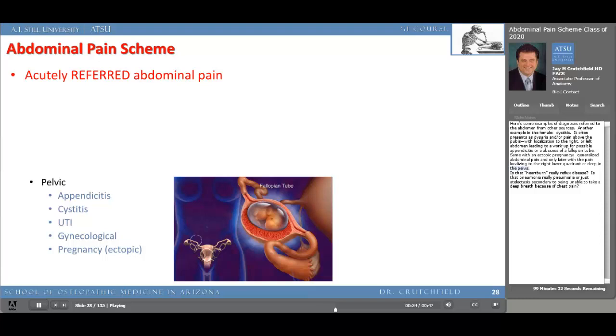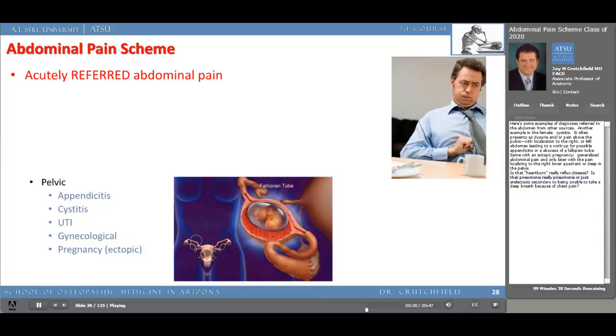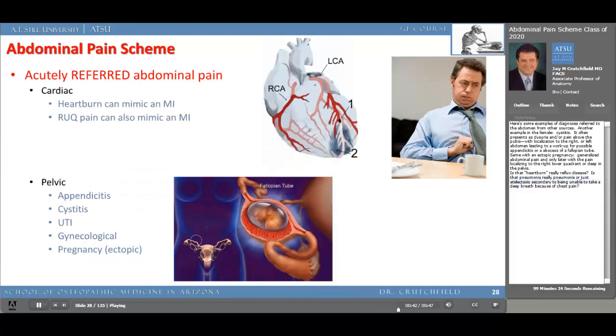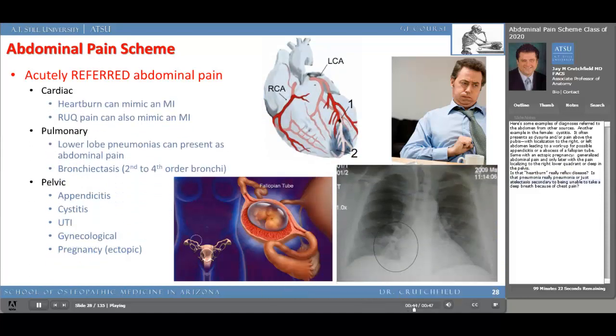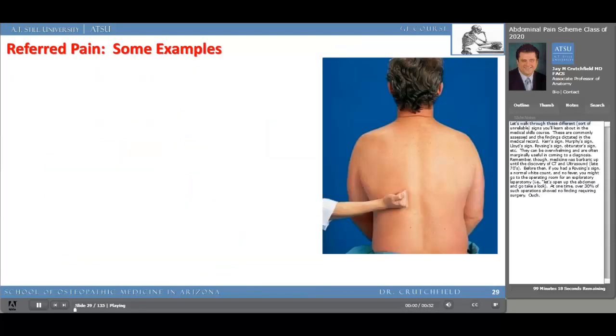Let's walk through these different unreliable signs you'll learn about in a medical skills course. These are commonly assessed and the findings dictated in the medical record: Kerr sign, Murphy sign, Lloyd sign, Rovsing sign, obturator sign, etc. They can be overwhelming and are often only marginally useful in coming to the diagnosis.